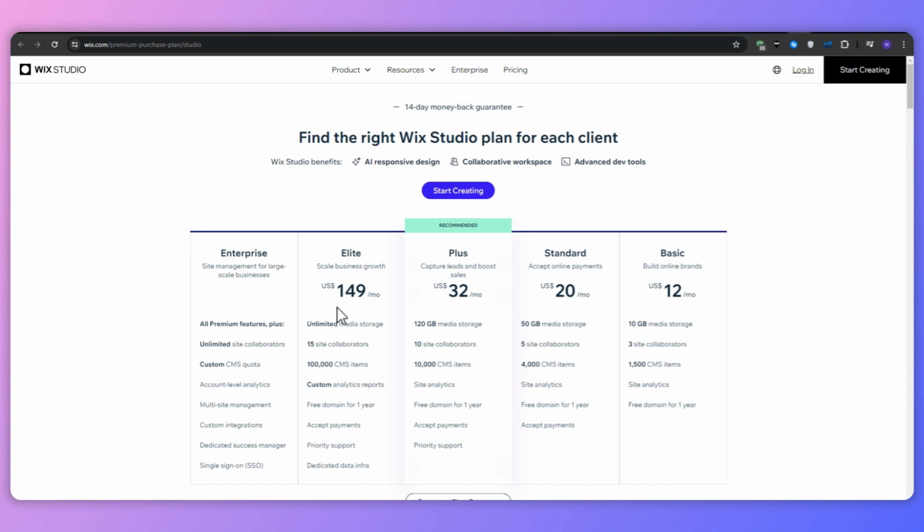So in conclusion, Wix Studio Premium plans offer a diverse range of features and capabilities to cater to the unique needs of various types of websites. From small personal blogs to large-scale e-commerce stores, these plans provide the tools and resources necessary to build, manage, and grow your online presence effectively.